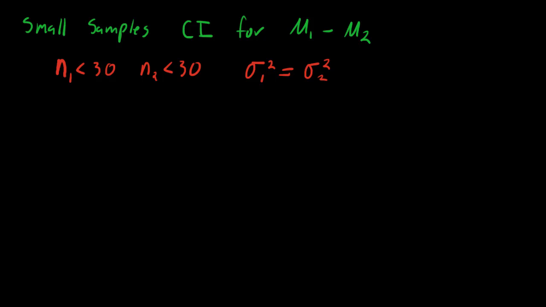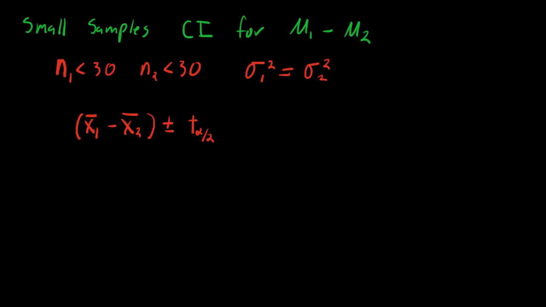Now to figure out what our confidence interval looks like, we're going to say x1 bar minus our x2 bar value plus or minus our t sub alpha over 2. Now at this point, this is kind of what we would assume our confidence interval would look like. We're again subbing in this for our x bar value and our t sub alpha over 2 since it's a small sample. Now this is where our formula kind of changes.